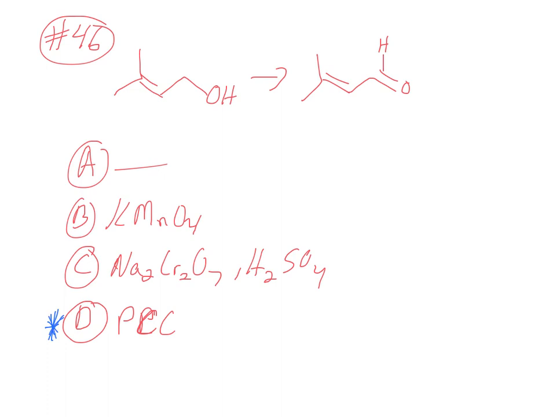PCC takes one alpha CH, just like bleach does. That's one of the ones we learned. PCC takes one alpha CH from the alcohol and gives you aldehydes. We've learned that. Remember that?